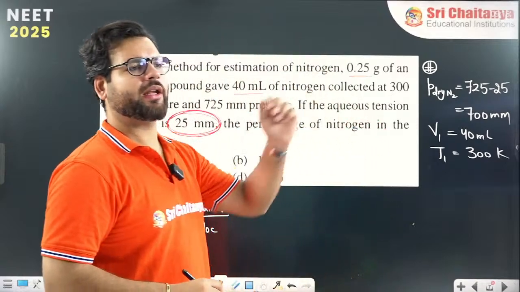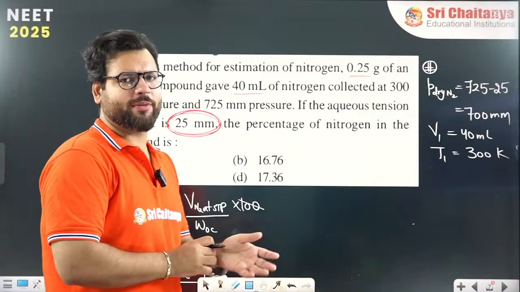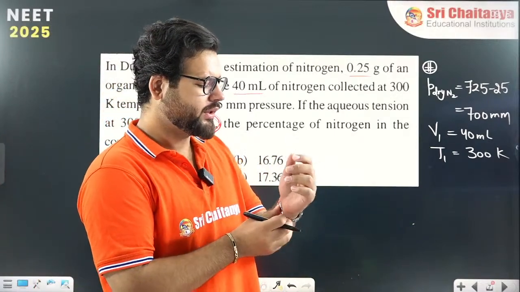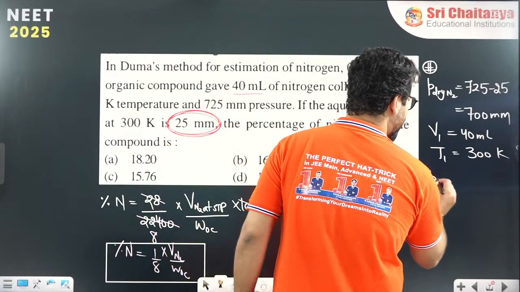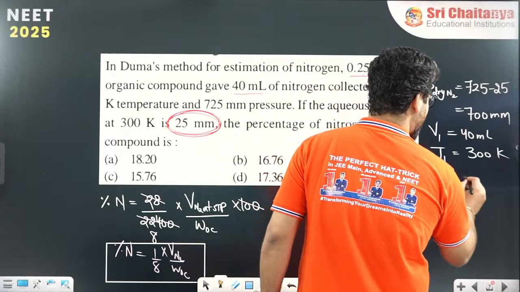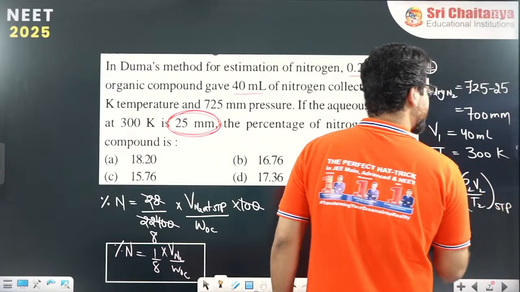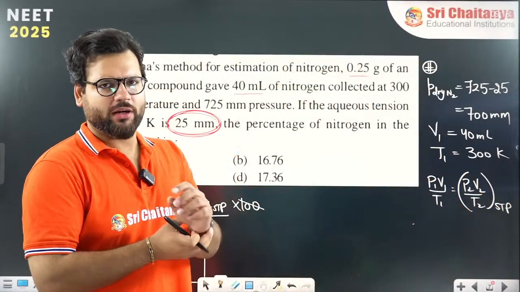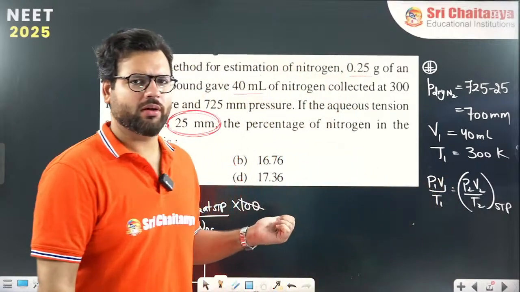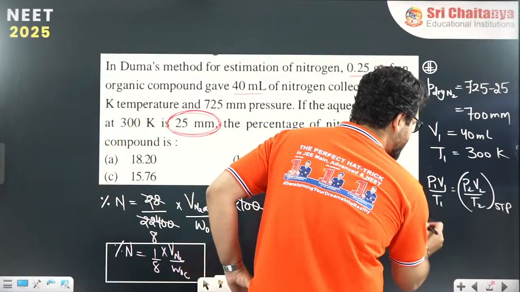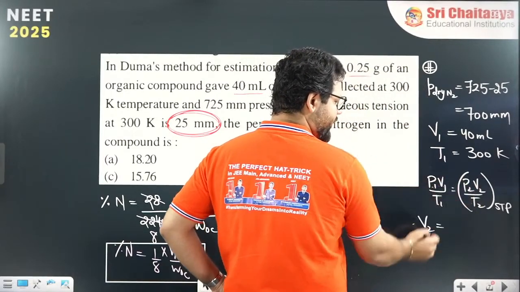The volume given is V1, which is 40 ml, and the temperature given is T1, which is 300 Kelvin. This is not the volume we can use in our final formula. First, we have to convert this volume into STP volume. And how to do that? By using the ideal gas equation, P1 V1 by T1 equal to P2 V2 by T2. P2 V2 and T2 are my STP conditions. P1 V1 T1 are the given conditions. So I'll just find the value of V2 from here and I'll put it into the formula. So from here V2 comes out to be P1 V1 by T1 into T2 by P2.